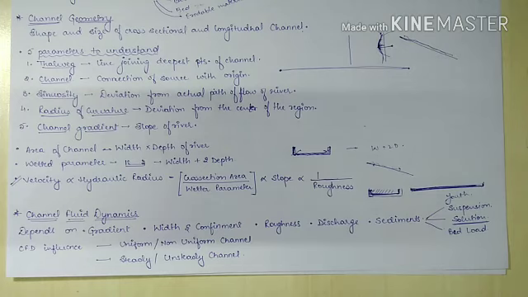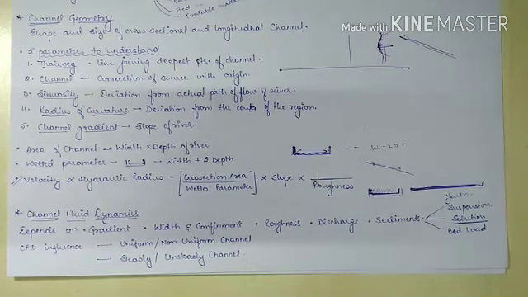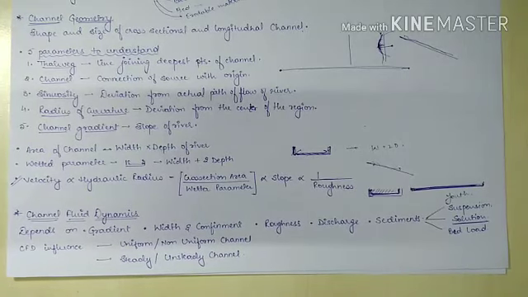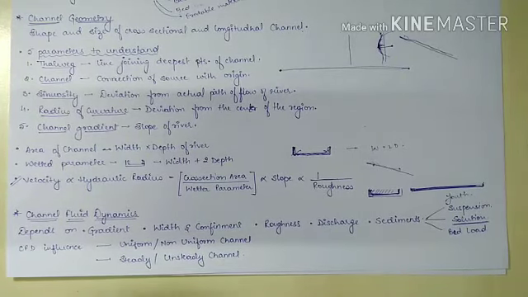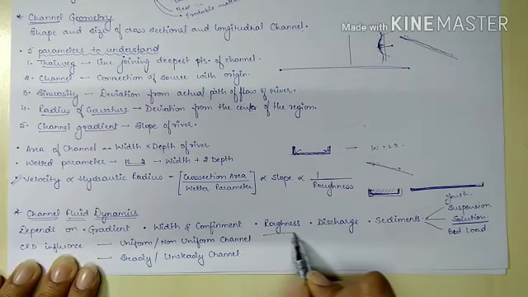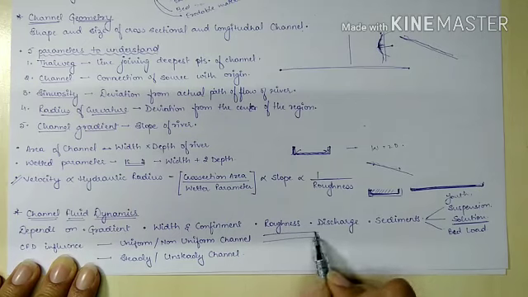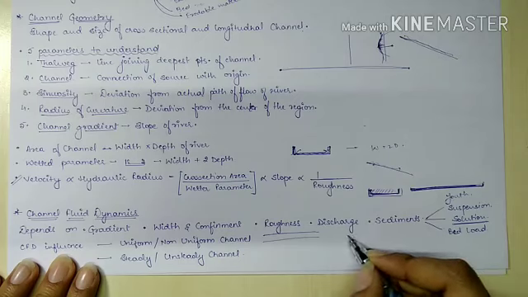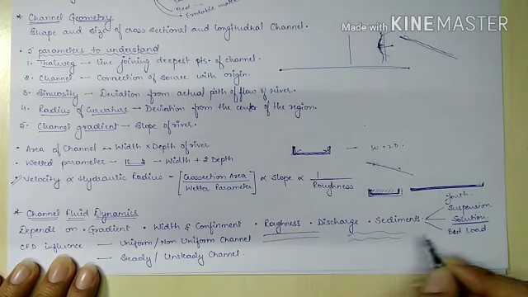Now, on this basis of channel fluid dynamics, or with the influence of channel fluid dynamics, basically channels are formed in two ways. First is uniform or non-uniform channel. So uniform channels are the ones which have a straight path, and their velocity is uniform. Or we have non-uniform channels which have a curved path or tilted path.